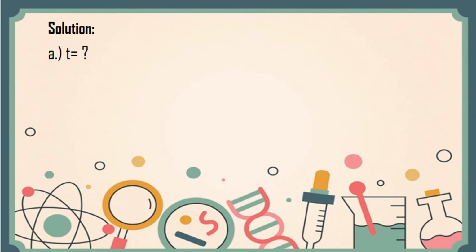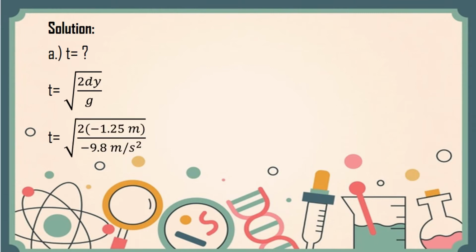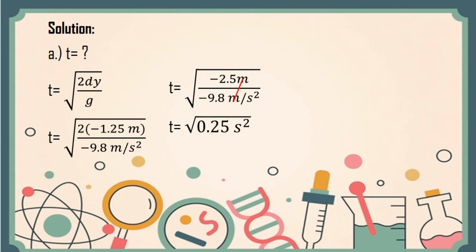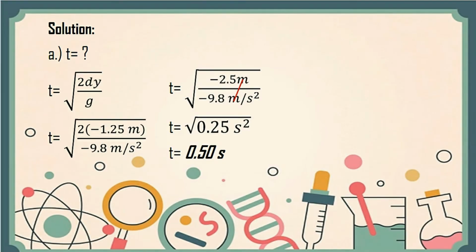t is equal to the square root of 2 times negative 1.25 meters over negative 9.8 meters per second squared. t is equal to the square root of negative 2.5 meters over negative 9.8 meters per second squared. t is equal to the square root of 0.25 seconds squared, and the answer is t is equal to 0.50 seconds.